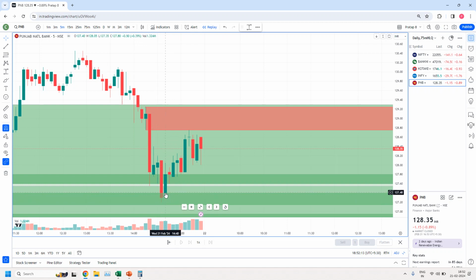Now see the push after that. Went up and finally reached the target. So which candle did we get the entry? At the 2 o'clock 35 minutes candle we got the entry. And at the 3 o'clock 10 minutes candle it reached the target. That means within 35 minutes the trade is completed.